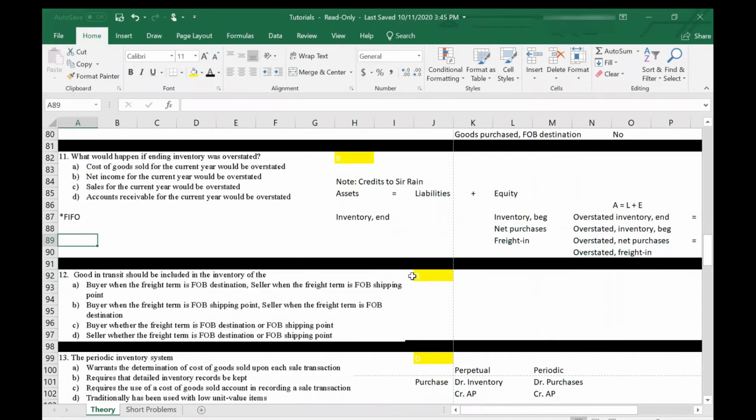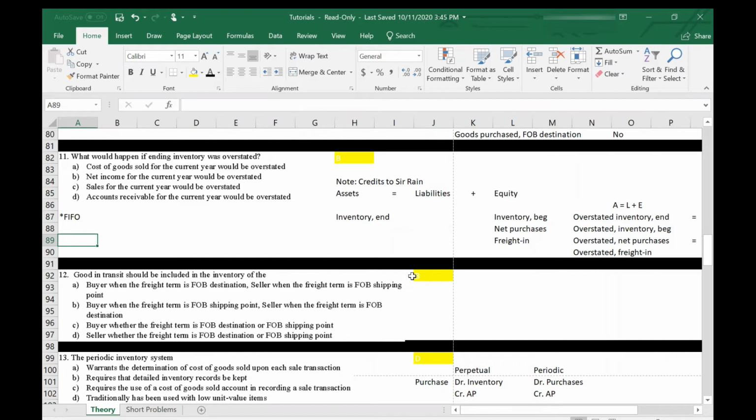So, what would happen if ending inventory was overstated? Letter A. Cost of goods sold for the current year would be overstated. Again, if ending inventory is overstated, assets are overstated, equity is overstated, and an overstated equity means that your cost of goods sold is understated. So letter A is not the answer.